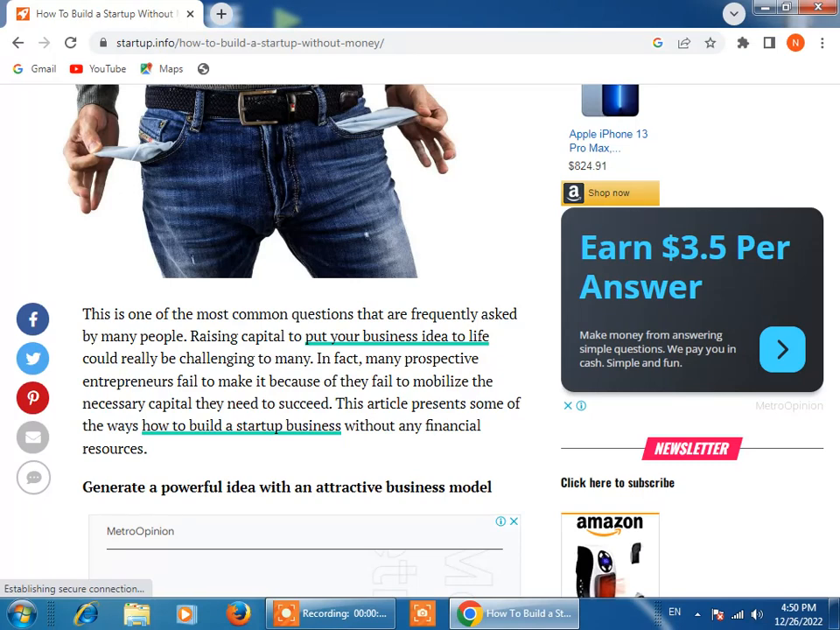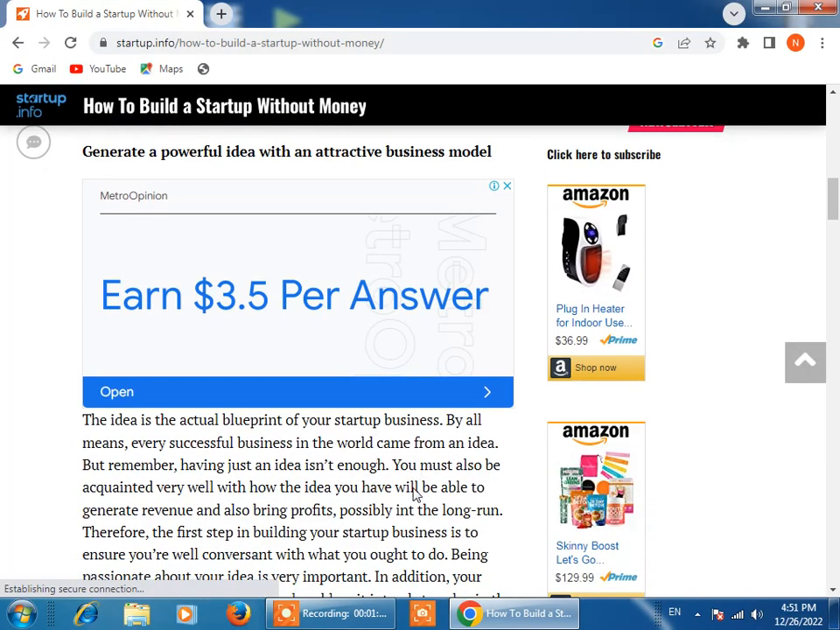In fact, many prospective entrepreneurs fail to make it because they fail to mobilize the necessary capital they need to succeed. This article presents some of the ways how to build a startup business without any financial resources. Generate a powerful idea with an attractive business model.